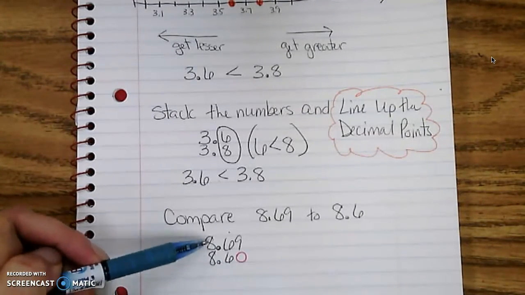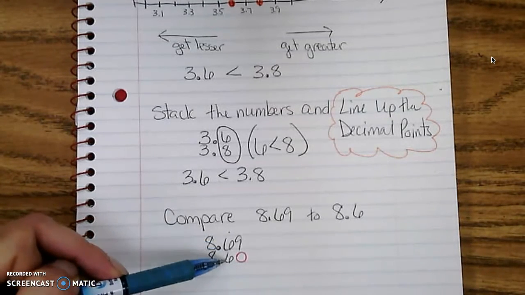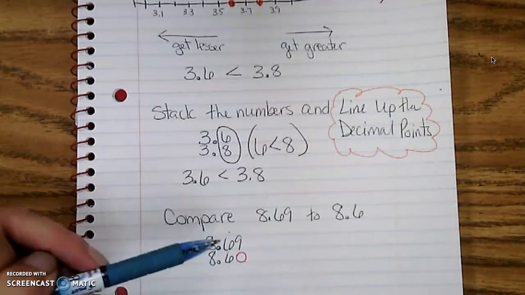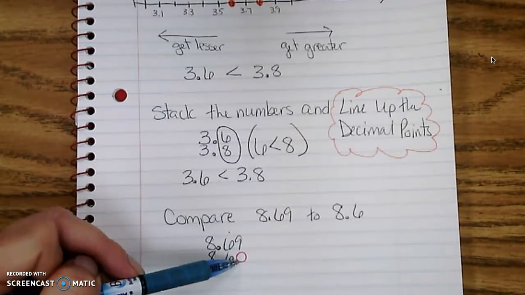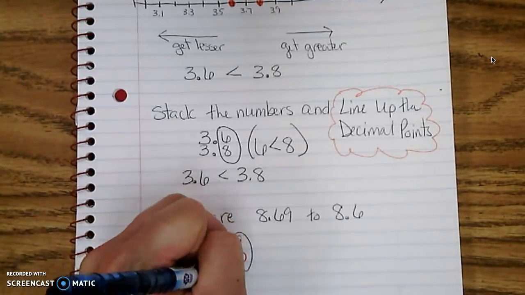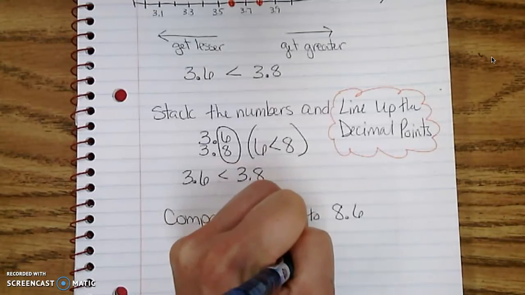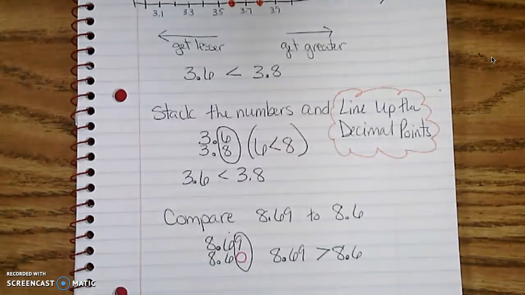I start here in the ones place, and I have an 8 and an 8. That doesn't give me any information. I move to the next place value, 6 and 6. Again, those are equal, so that does not help me. I move to the next place value, 9 and 0. This is the place value that tells me 9 is greater. So 8 69/100 is greater than 8 6/10.